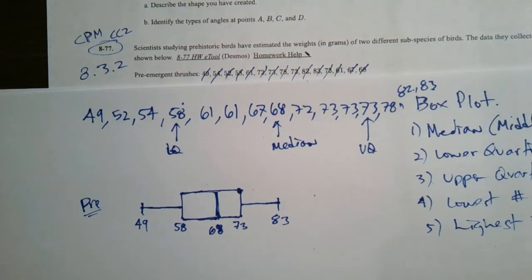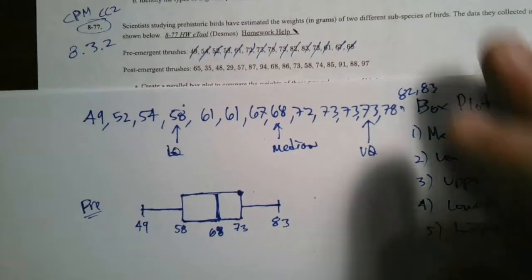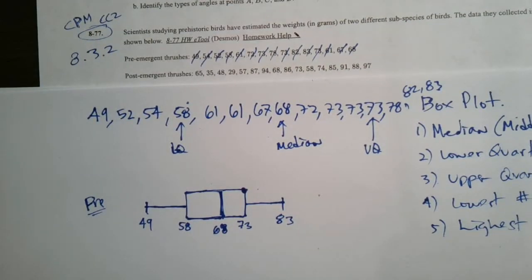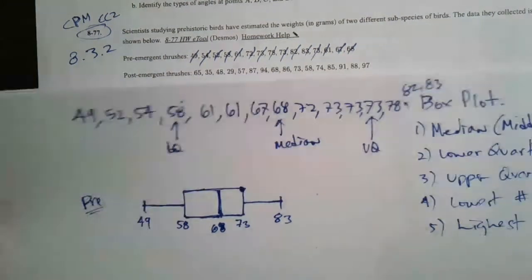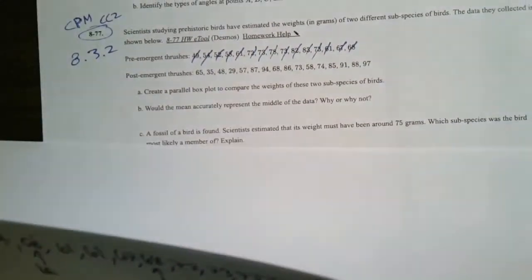And now let's do the post-emergent thrushes. So that set of data, we've got to get that in order. I'll do a separate piece of paper here to get it on, since I still want the first one to be part of what I'm doing. There we go. So we're going to go lowest is, looks like 29.